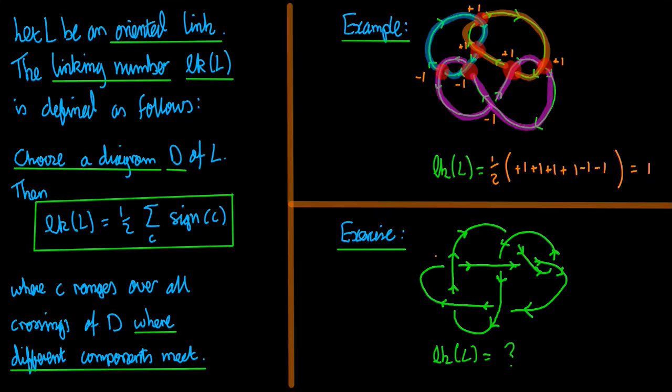So let's work out the sign here. That's minus one. The sign here is plus one. Here is plus one. In here, also plus one. This one's minus one. This one's minus one. This one's minus one, too. Let me double check. By the way, how on earth am I working out these signs?